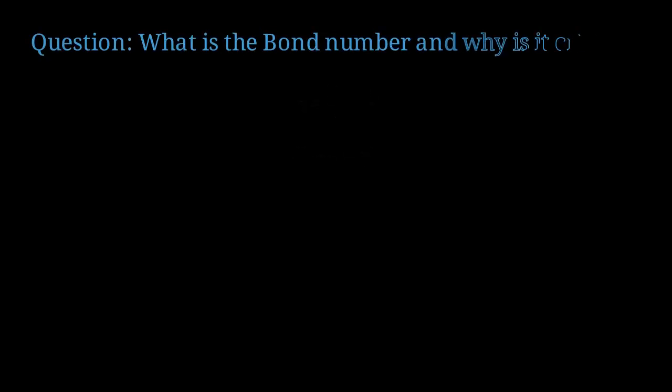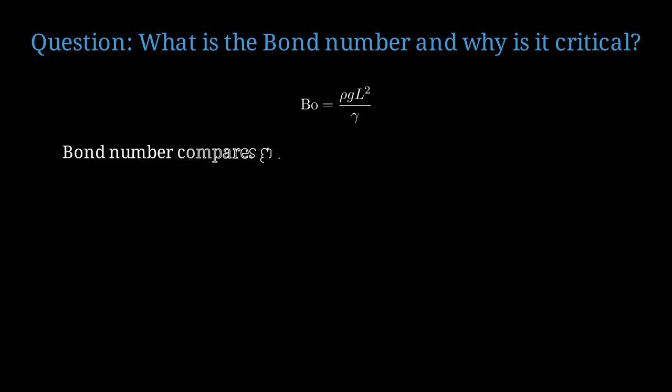Now let me ask an important question. What is the Bond number and why is it so critical for understanding microfluidics? The Bond number is the ratio of gravitational forces to surface tension forces. Rho is density, g is gravitational acceleration, L is a characteristic length scale, and gamma is surface tension. The Bond number tells us which force dominates. When Bo is much greater than 1, gravity dominates. When Bo is much less than 1, surface tension dominates.